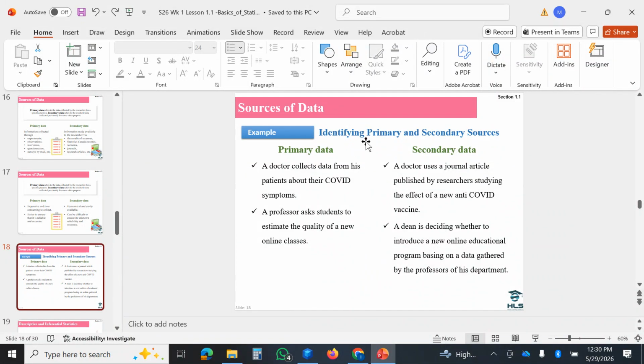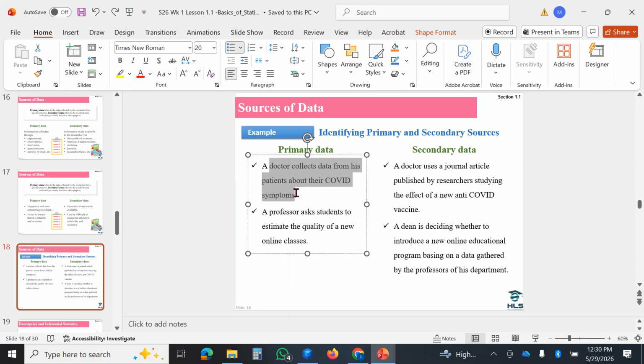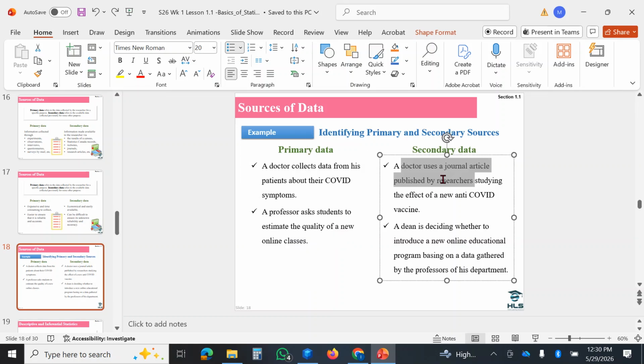Identifying primary and secondary sources. A doctor collects data from his patients about COVID symptoms. A professor asks his students to estimate the quality of a new online class. You're getting that data firsthand. Secondary data: a doctor uses a journal article published by researchers studying the effects of the COVID vaccine. That was five or six years ago. Can you believe COVID? Crazy. A dean is deciding whether or not to introduce a new online educational program based on data gathered by the professors of his department.